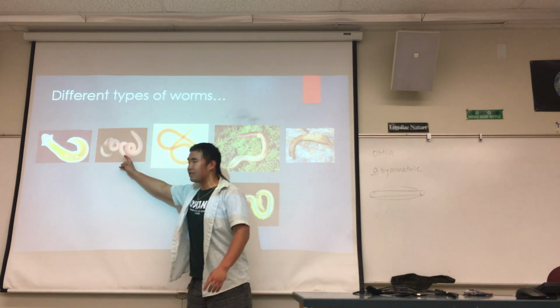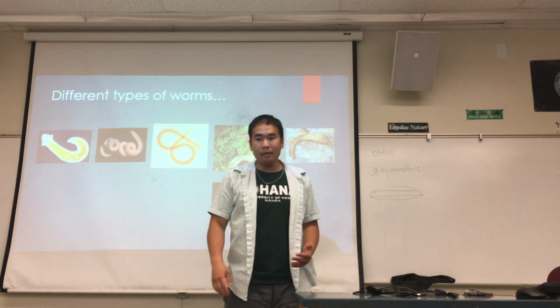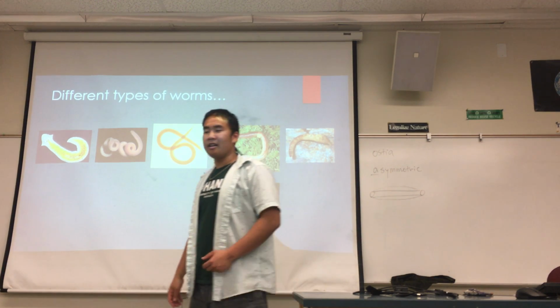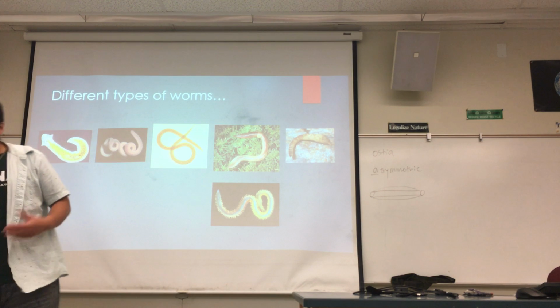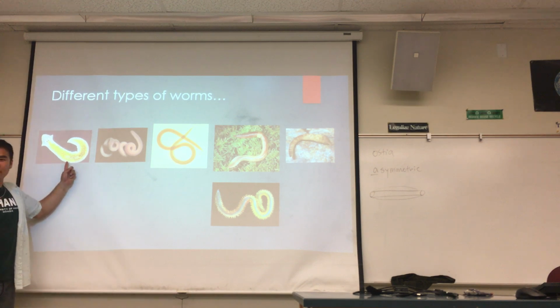Alright, let's go with this one. What's this? What was that? A ribbon worm, also known as Nemertea, right? A Nemertian. How do you know that's a Nemertian? It's curly and it's smooth, right? Pretty easy. What's this?